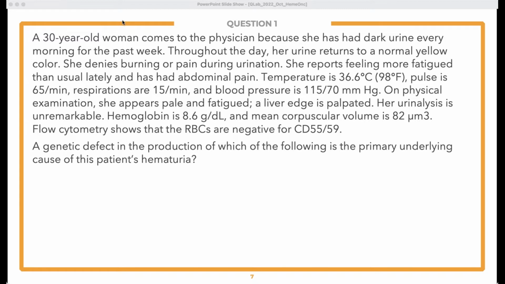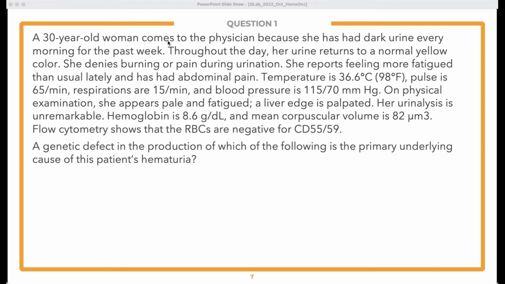A 30-year-old woman comes to the physician because she has had dark urine every morning for the past week. Throughout the day, her urine returns to a normal yellow color. She denies burning or pain during urination. She reports feeling more fatigued than usual lately and has had abdominal pain. Temperature is 36.6 degrees Celsius, pulse is 65, respirations are 15 a minute, and her blood pressure is 115/70.